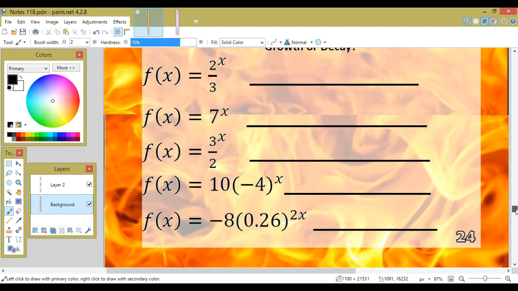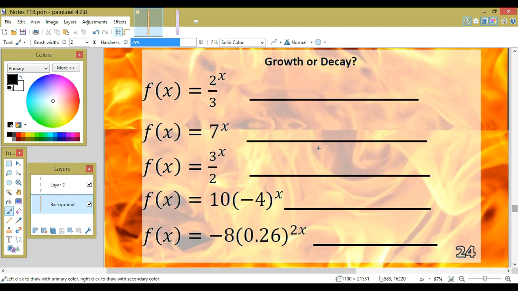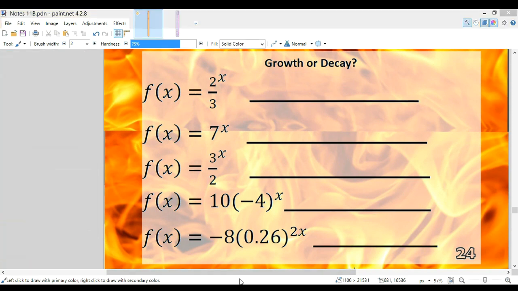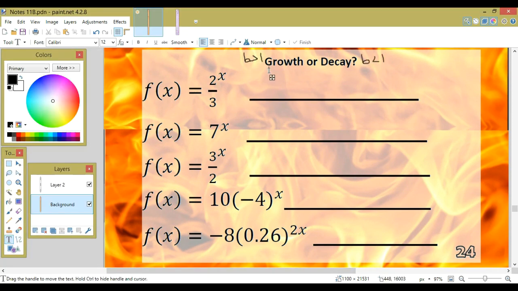We're going to identify if each of these functions are growths or decays. Now, growth has a base that is greater than 1. Decay has a base that is less than 1. Basically, growth functions are increasing and decay functions are decreasing. If you recall from your linear notes, increasing is going from low to high, and decreasing is going from high to low.